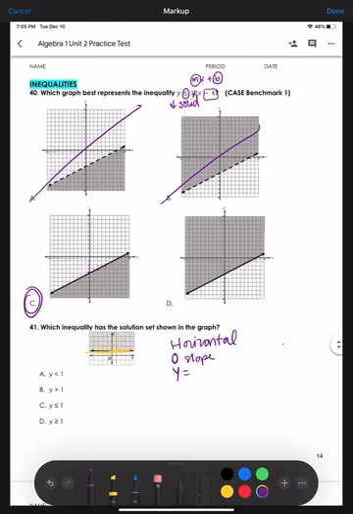So if I erase this horizon I drew, I can see that this is a solid line. If it's solid, it's going to include the equal to sign. So that means A and B have to be wrong because they don't have that. Then I can pay attention to my shading. The shading here is going up. So that means y must be greater than, because that's where y is getting bigger as I go up. So the correct answer here would be D.